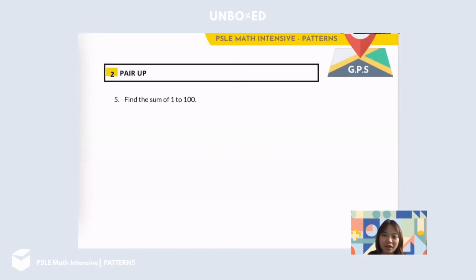Welcome to the next method. It's called the pair up method. That's the P in G.P.S. Okay, P stands for pair up. If you don't know how to do this method, you know what you will do? Yeah, thank you, Tishan. You know the method. Okay, if you don't know the method, you will do this in the calculator.